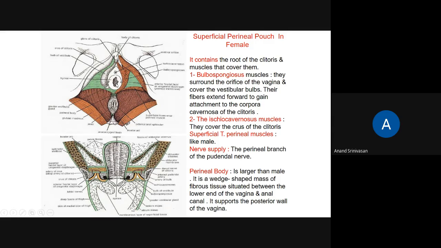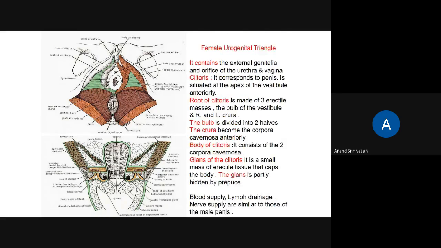Especially in case of multiparous females, who give birth to many children, this perineal body might become weak. When it is weak, the pelvic diaphragm will descend, and all the pelvic structures can come through the perineum. That is what is called uterine prolapse. You know that, uterine prolapse.